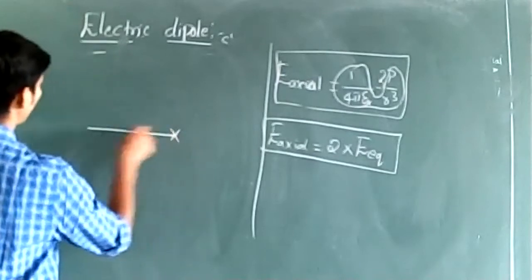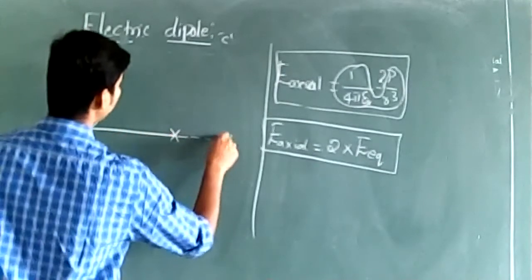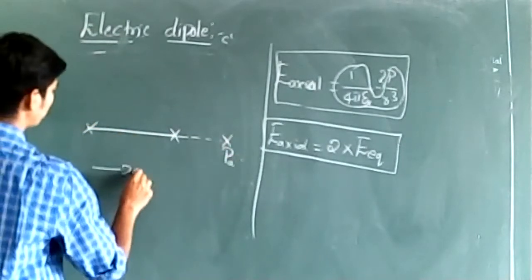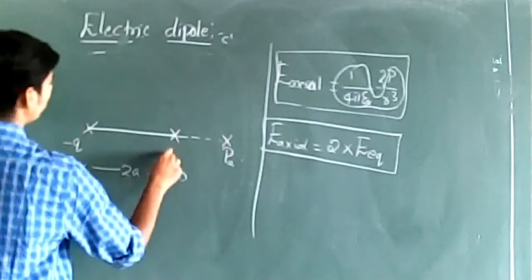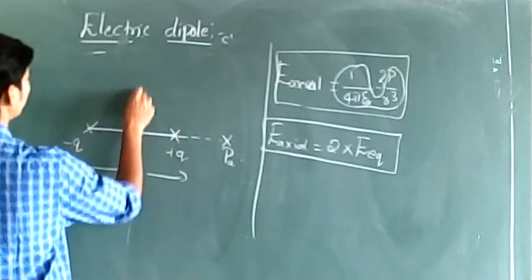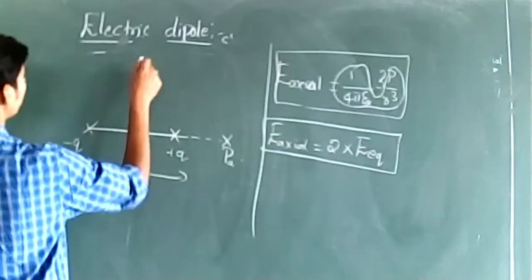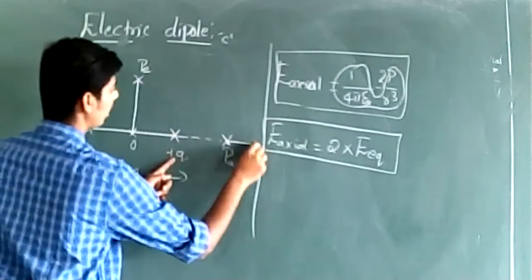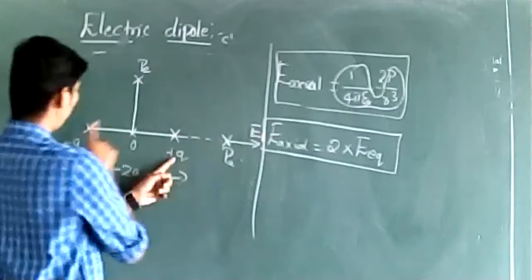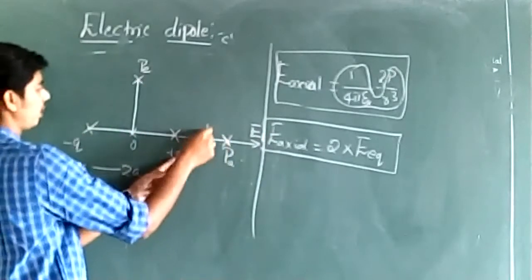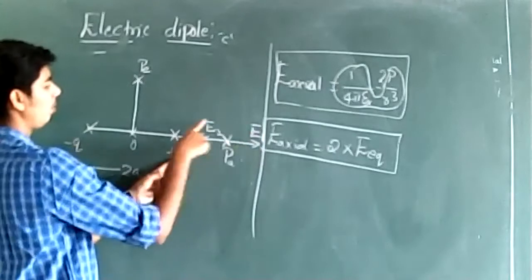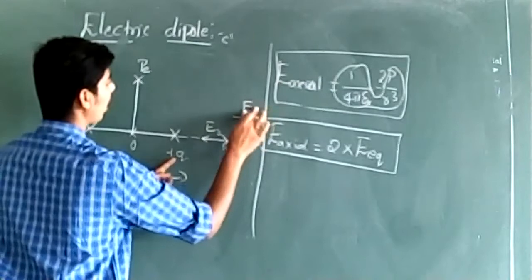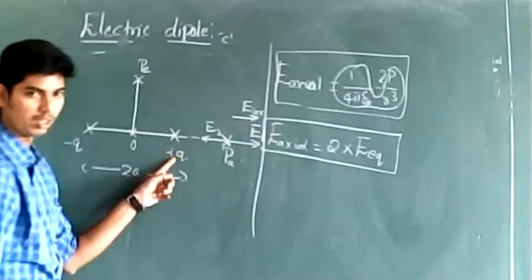This is an electric dipole. This is a point on axial line of dipole. We write it as PA. The dipole length is 2a. This is minus q, this is plus q, this is center of the dipole, this is equatorial line, this is point on equatorial line. At the axial point, plus q produces an electric field in this direction, we write it as E1, minus q produces electric field in this direction, we write it as E2. E1 will be greater than E2, so resultant electric field will be acting in this direction. This is E axial.